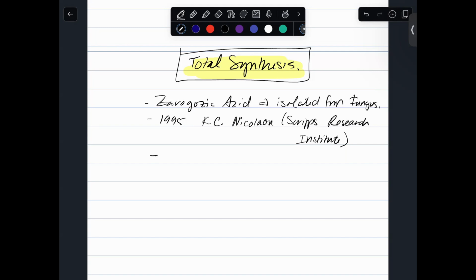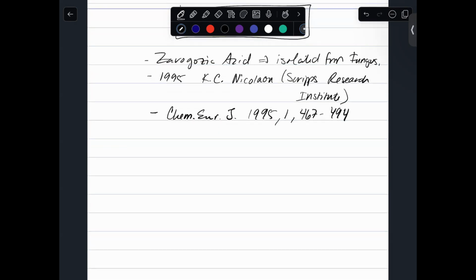Nevertheless, Casey Nicolau synthesized Zaragozic acid, and you can find that in the Chemical European Journal, 1995. It is a pretty long read. But I just want to focus on the SAMP and RAMP methodology that he specifically used for this molecule. So let me introduce what the molecule looks like. And despite the fact that it looks pretty intimidating, we're not going to focus on the whole thing. Our part is pretty small, actually.